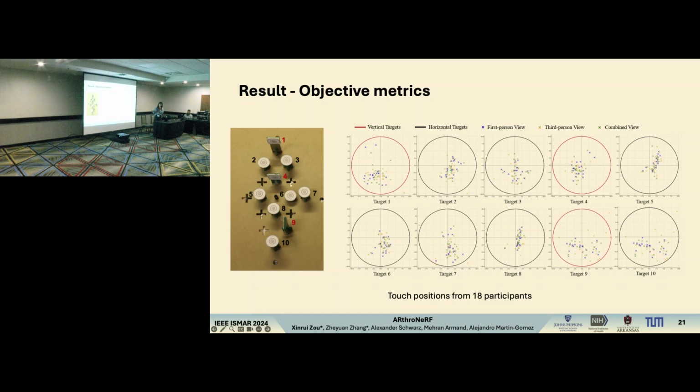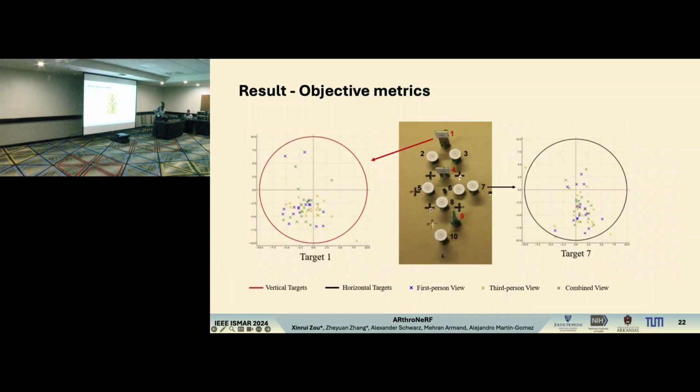The black circle represents the horizontal target, and the red circle represents the vertical target. And here I can further elaborate that the blue cross indicates the first person view we mentioned before, the yellow cross is the third person view, and the green cross represents the combined view.